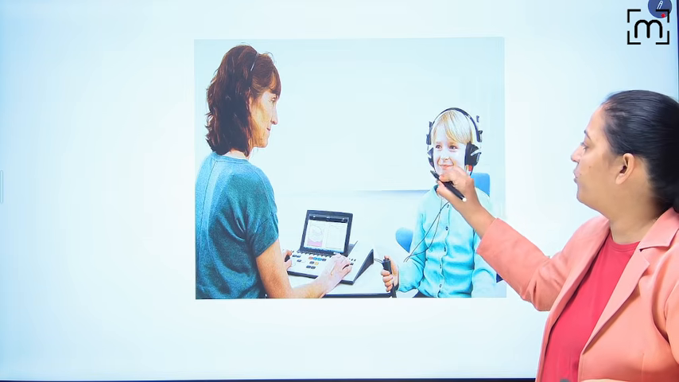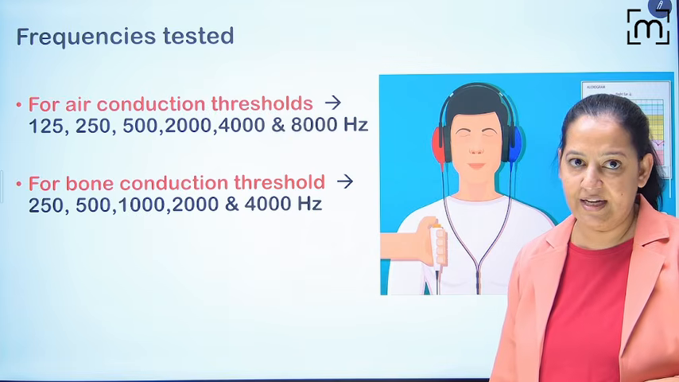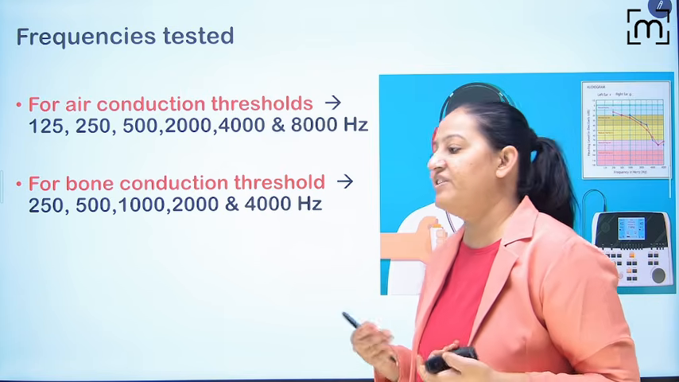Actually, it is performed like this. So this is the examiner, this is the patient. You can see the headphone, and behind the headphone there are bone vibrators. So we test AC and BC with different frequency and different intensity. You are getting it? So which frequency we take and which intensity we take.